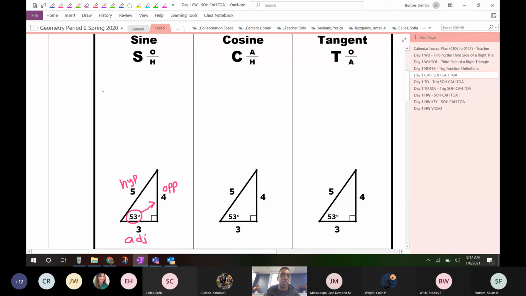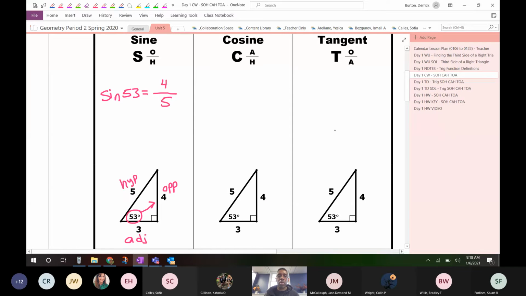The sine function, we abbreviate it S-I-N. Don't say sin, it's sine. Even if it's abbreviated like this, don't say sin theta, please say sine theta. But we write sine of 53 degrees. Do not leave out the 53. You have to write sine 53 equals. And sine is opposite over hypotenuse, so in this case that's 4 over 5. So that's how this works.